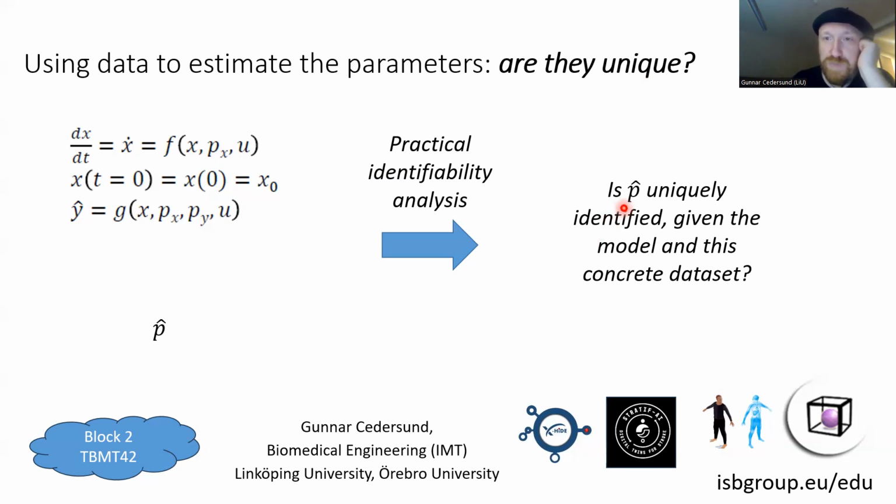So the question is: is p hat uniquely identified? Does it have a small uncertainty given the model and the concrete data set? So now we are not looking at the structure of the equations and we think independently of the specifics of the data sets. Now we are looking very concretely at the specific data set and a specific situation.